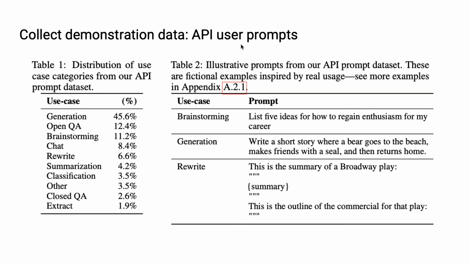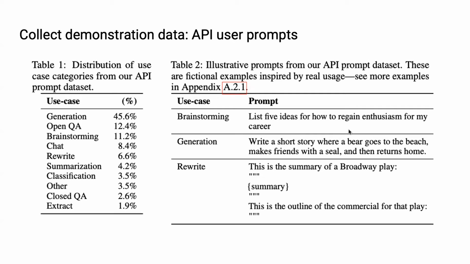Then they have also done analysis of their Playground API user prompts. So what are the use cases? The majority is on generation, for example brainstorming, like list five ideas on how to regain enthusiasm for my career, or asking the GPT model to write something. Nearly half of them are on generation. There are also some tasks on open Q&A, chat, rewrite, summarization, and extraction, a very small percentage there.